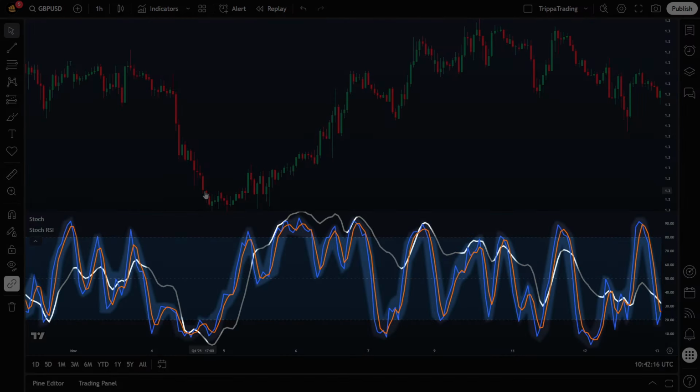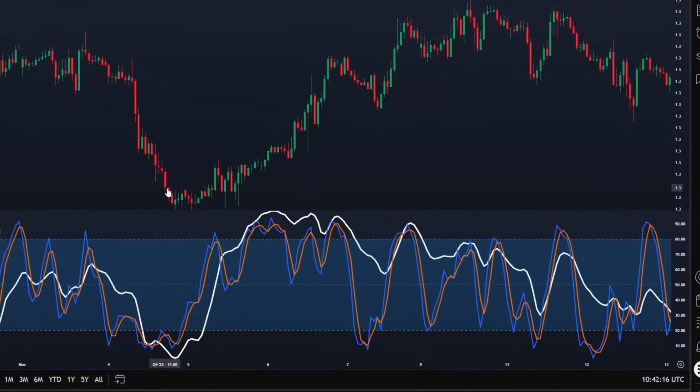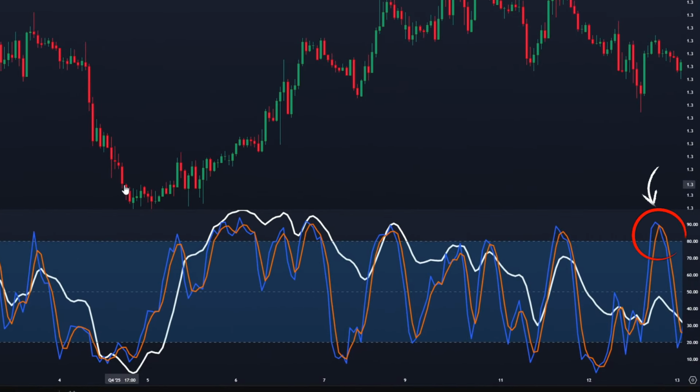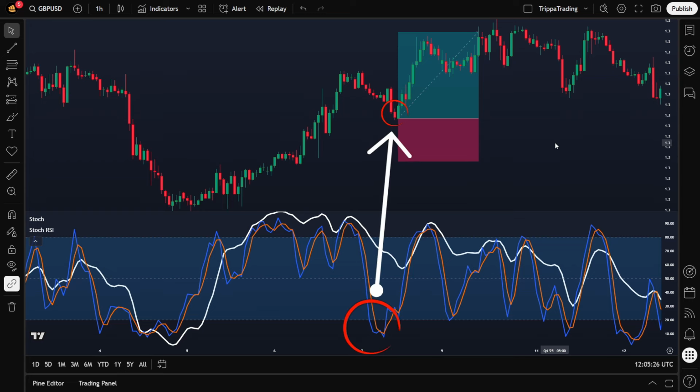The blue and orange lines are your entry engine. They move faster and show short-term overbought and oversold moves inside the trend. We use them to enter on pullbacks instead of randomly chasing candles.